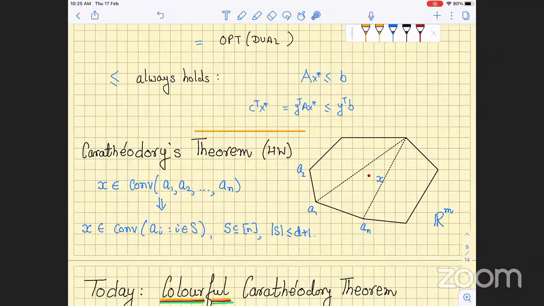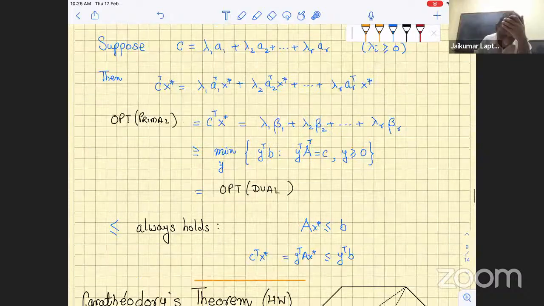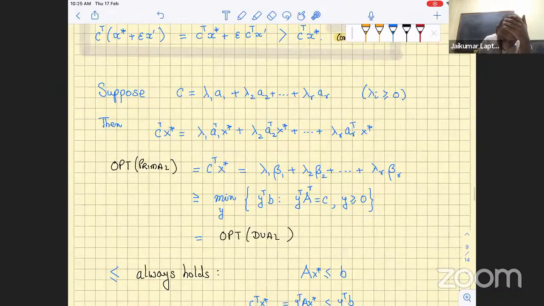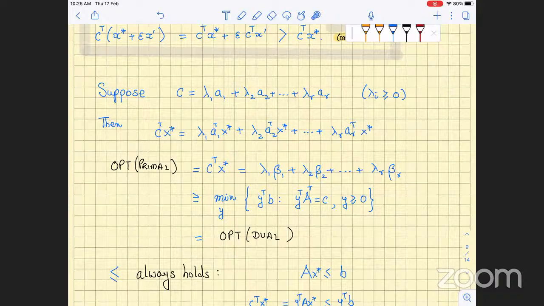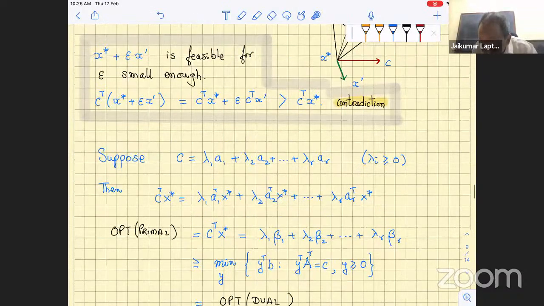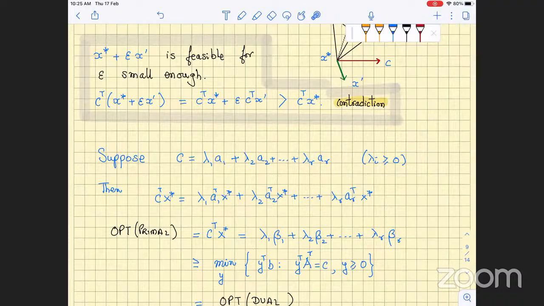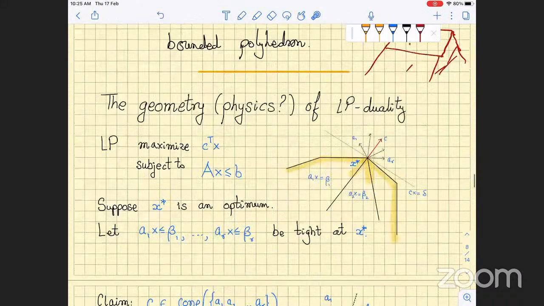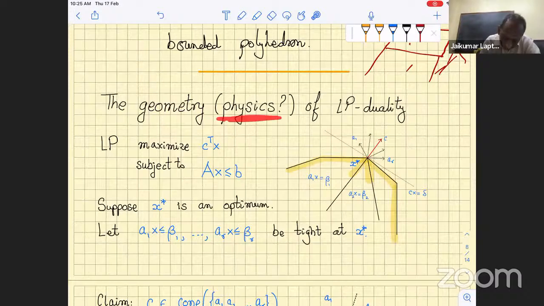But why is this a feasible solution? Sorry, you said this is a physical interpretation of LP duality. You wrote in the notes above that this is physics. Oh, sorry, the physics.